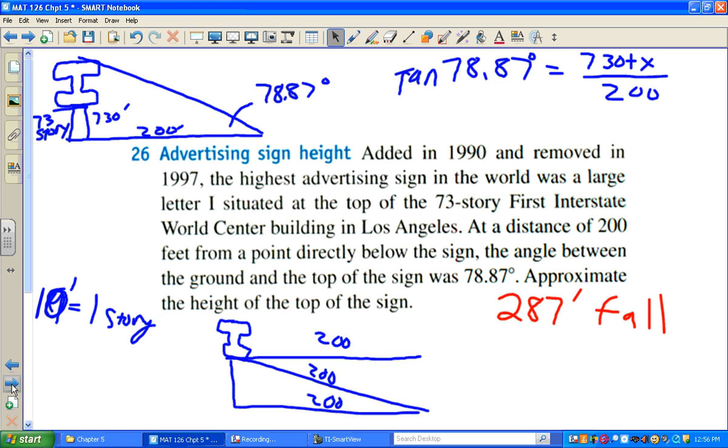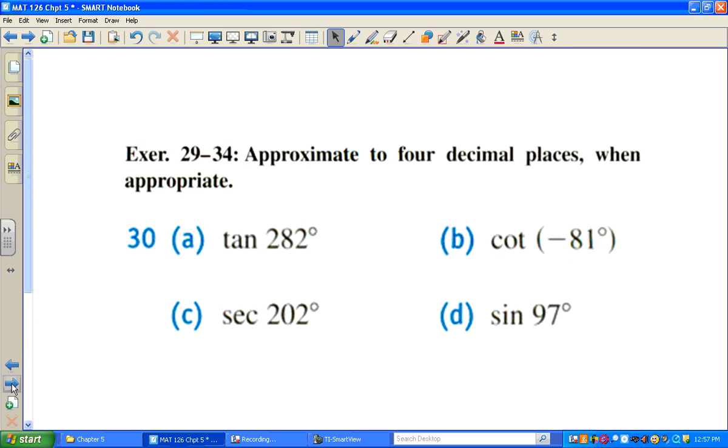Oh, it gave me time to look it up. Guess what? No, we did it absolutely right. It said the overall height was 1,017 feet. Well, we had 730 plus 287. What's that make? Oh my gosh. No, we made the problem better. We found the actual height of the sign. That's what it's asking for, right? Yep, moving on. Okay.